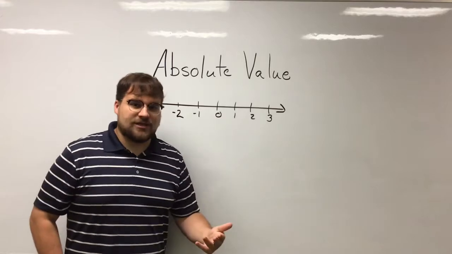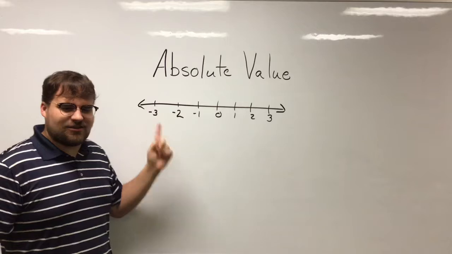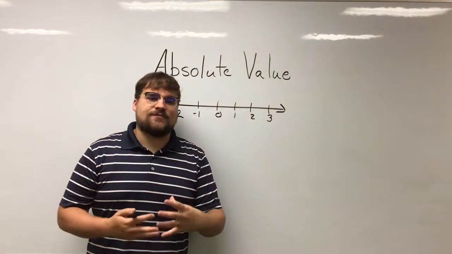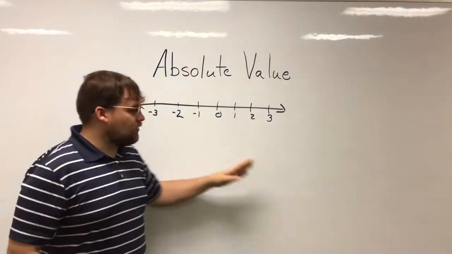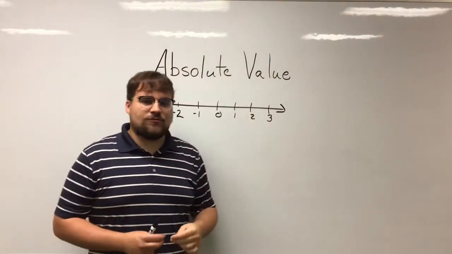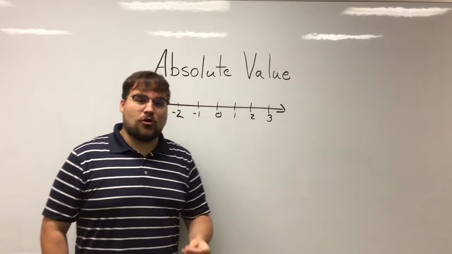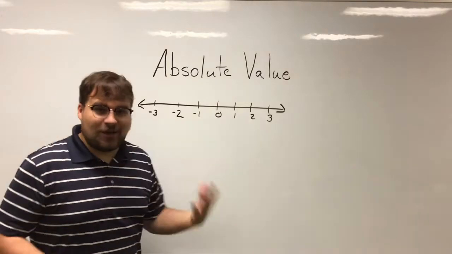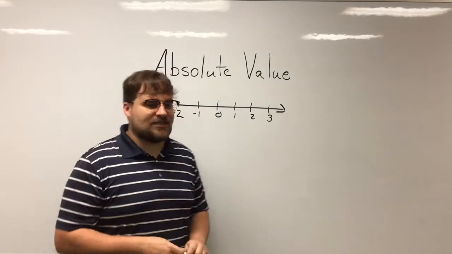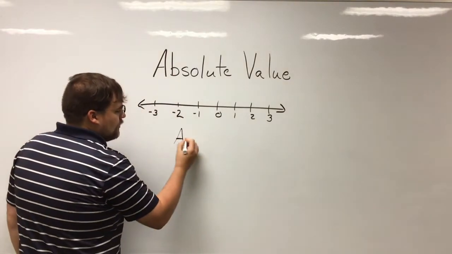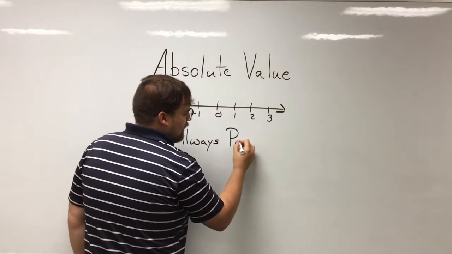The fact of the matter is, I'm still just 3 units away, but it's on the other side of the number line. This is the idea of absolute value. Whether we are on the positive side or the negative side, absolute value says how far you are away from 0. So no matter what, it's whatever this number is, but positive. It's always going to be positive. That's the idea behind absolute value, that the number is always positive.